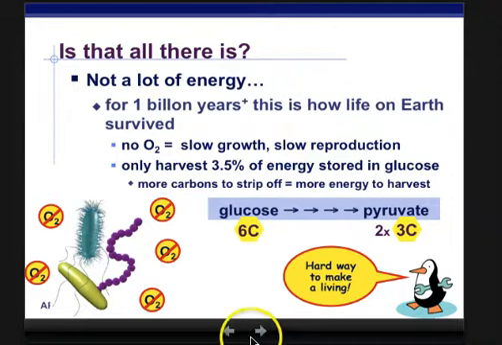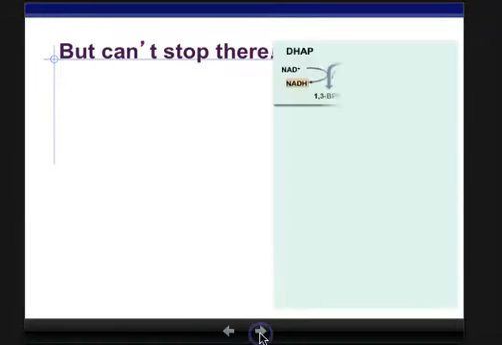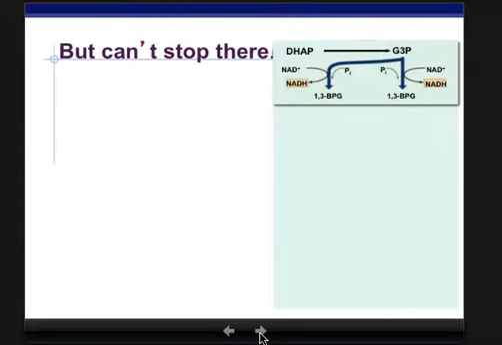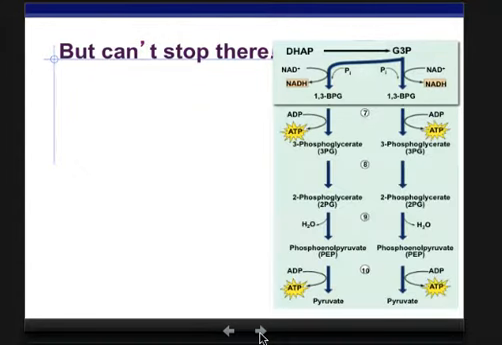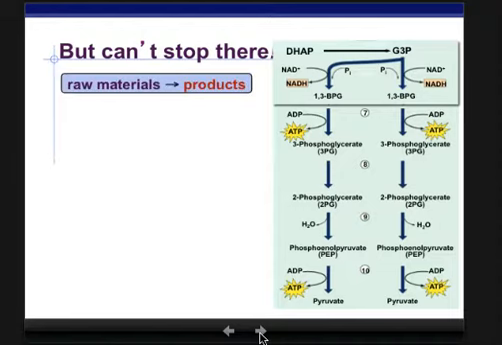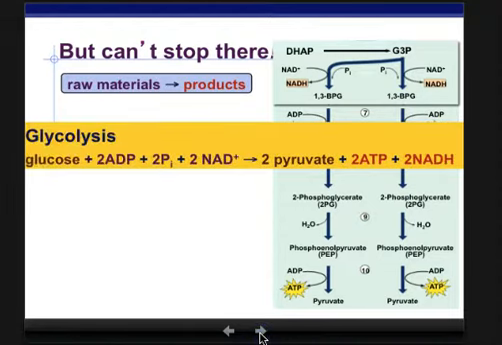All right, so why does glycolysis still take place? Well, it's still an efficient way to break down glucose, and we can take those pyruvates and do something else with them. Right, there's that basic second half. Raw materials to products. Glycolysis, here's the whole formula of glycolysis. Glucose plus the 2 ATP, essentially, that we're going to use, 2 ADP and 2 phosphate groups and 2 NAD pluses, we're going to yield 2 pyruvate, 2 ATP, and 2 NADHs.